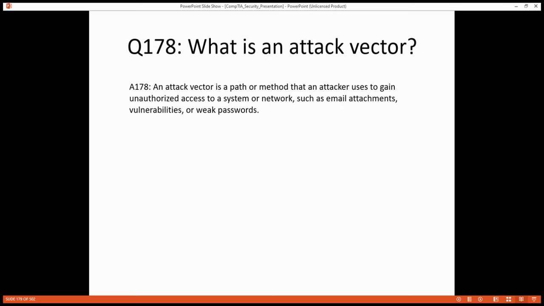Q178. What is an attack vector? A178. An attack vector is a path or method that an attacker uses to gain unauthorized access to a system or network, such as email attachments, vulnerabilities, or weak passwords.